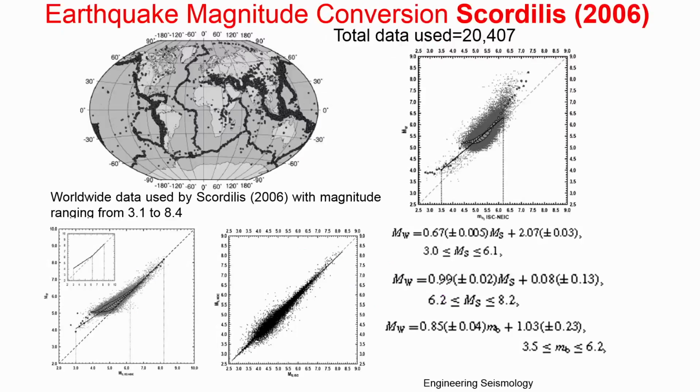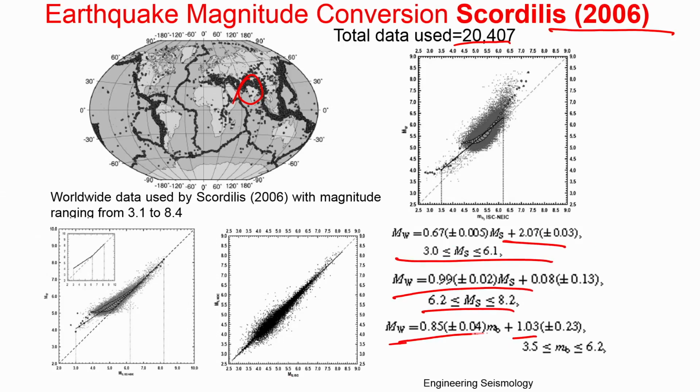Okay. We will also see some of the most widely used equations. So this is the equation given by Scordilis. This was considering the global data where he considered 20,407 earthquakes. This is the distribution of the earthquakes, you can see where he plotted. But you can also note here that India has a very small number of data. Okay, so this is actually India, you have a very small number of data here. So he has given MS versus MW, and mb versus MW. He proposed this kind of equation and the range of the equation is here.